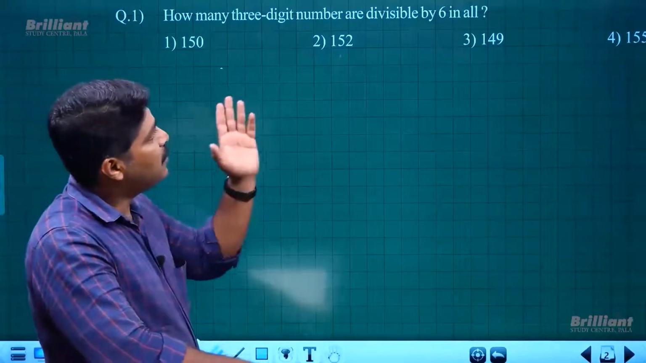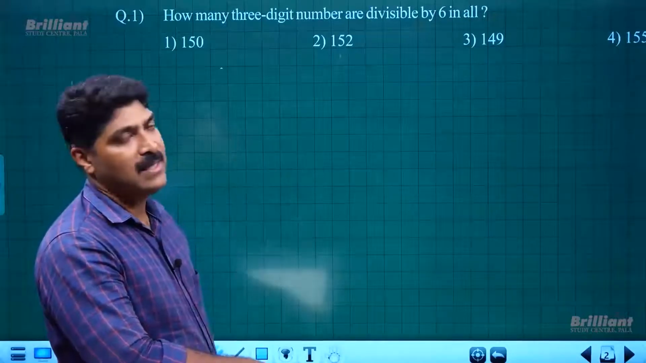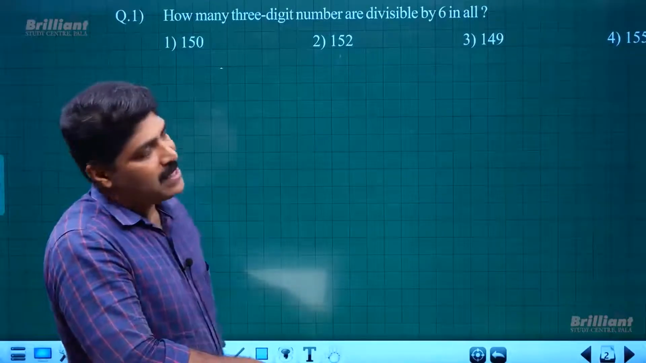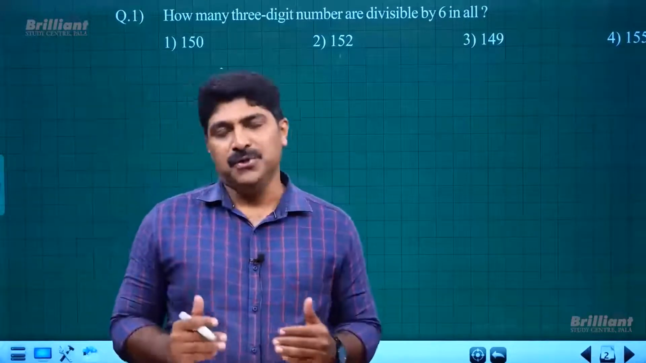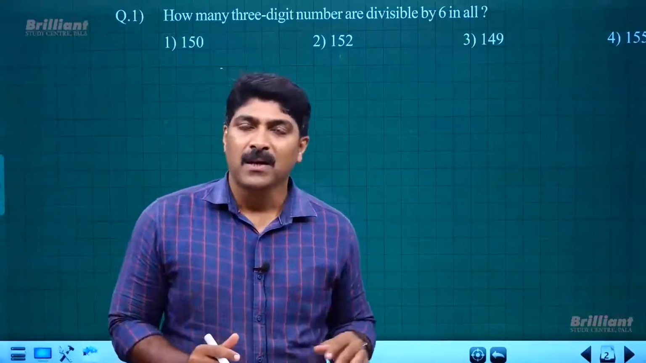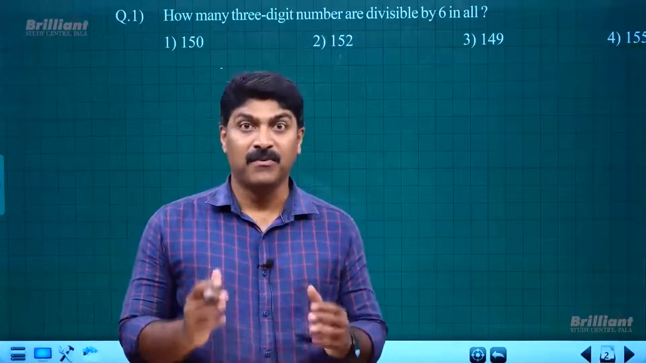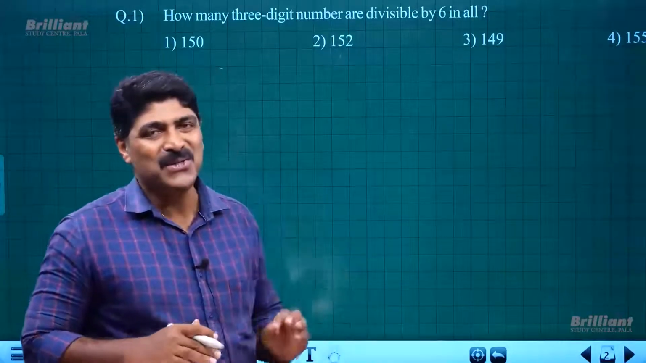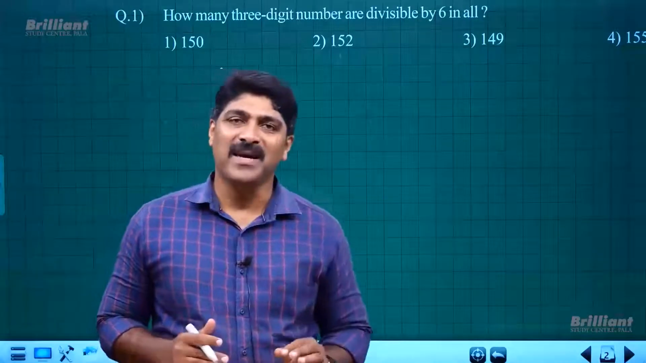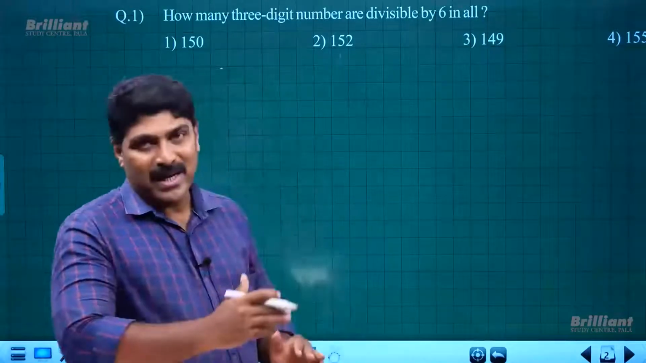How many three-digit numbers are divisible by 6 in all? So what's the trick or tricky approach towards this kind of question? Hope you all are well aware of the normal method of approach in the form of arithmetic progression, but here I will teach you the easiest and tricky way to reach such a question's conclusion.